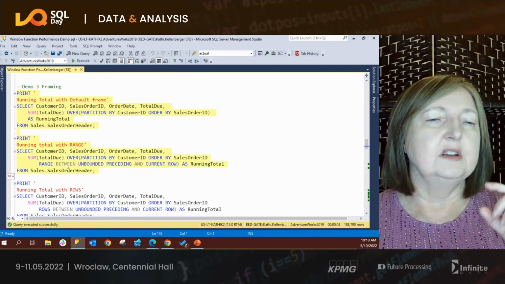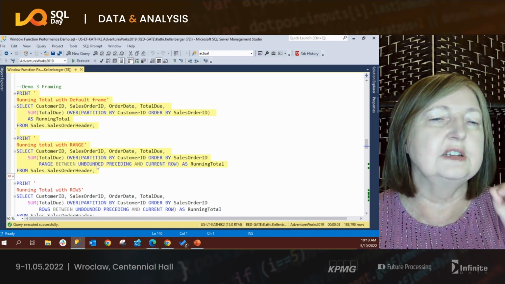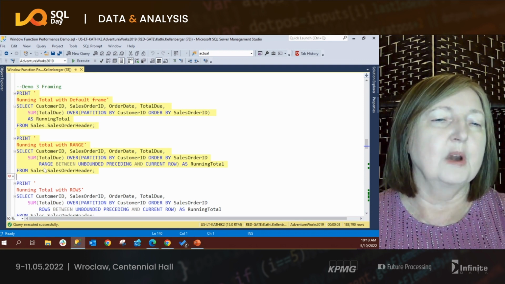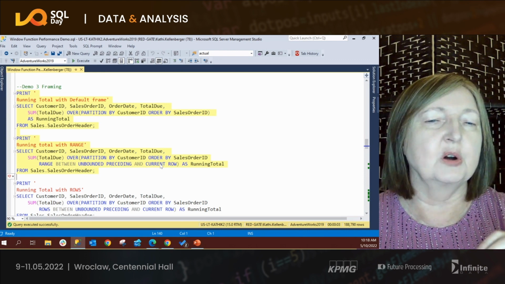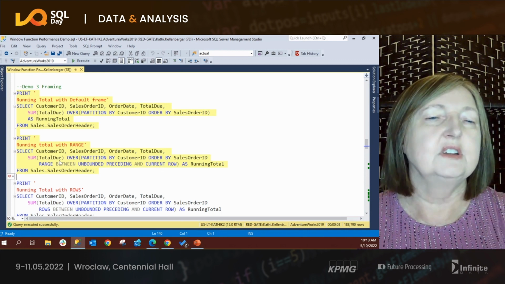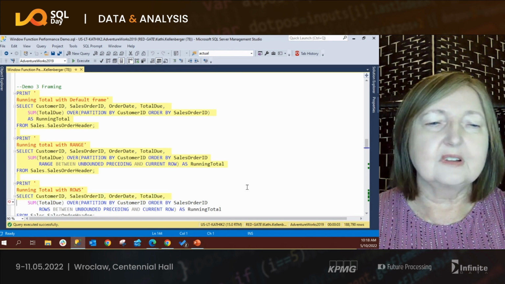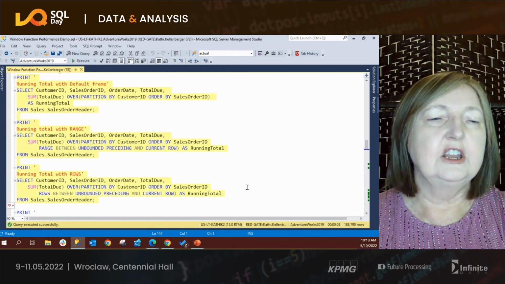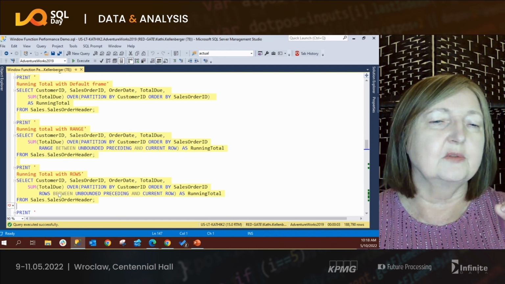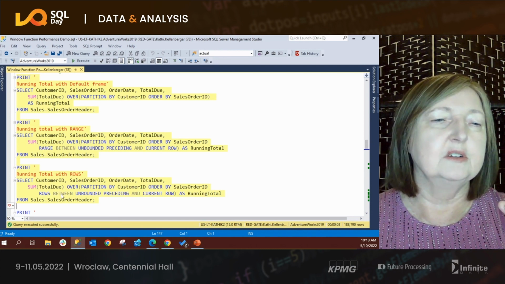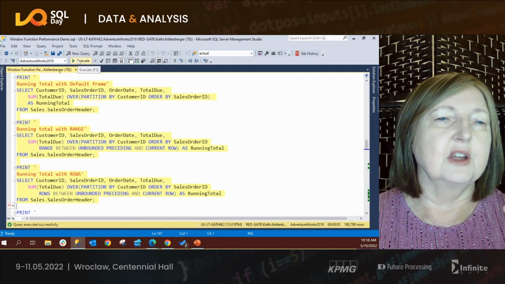This second one is what it's actually doing. Range between unbounded preceding and current row. That is the default. You can see it's a lot of typing. And here is the correct frame for that query. So let's take a look at that.